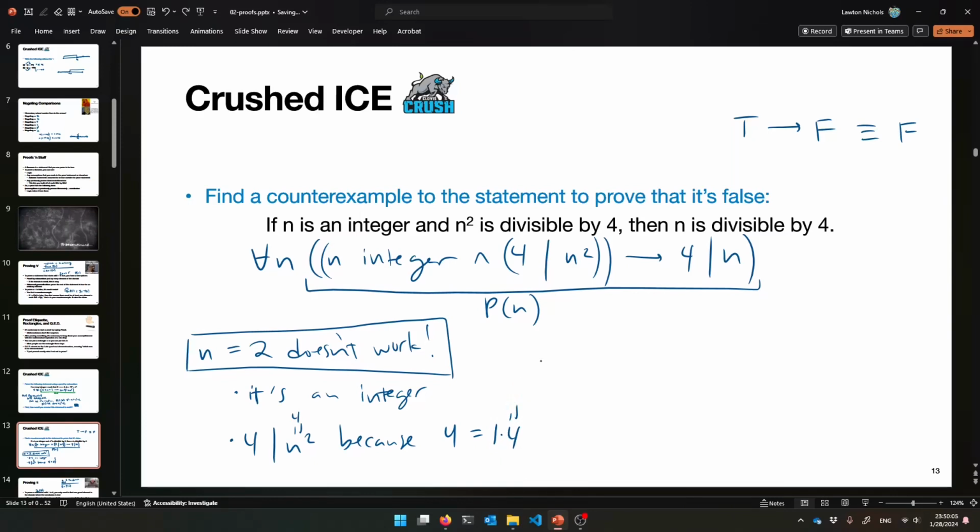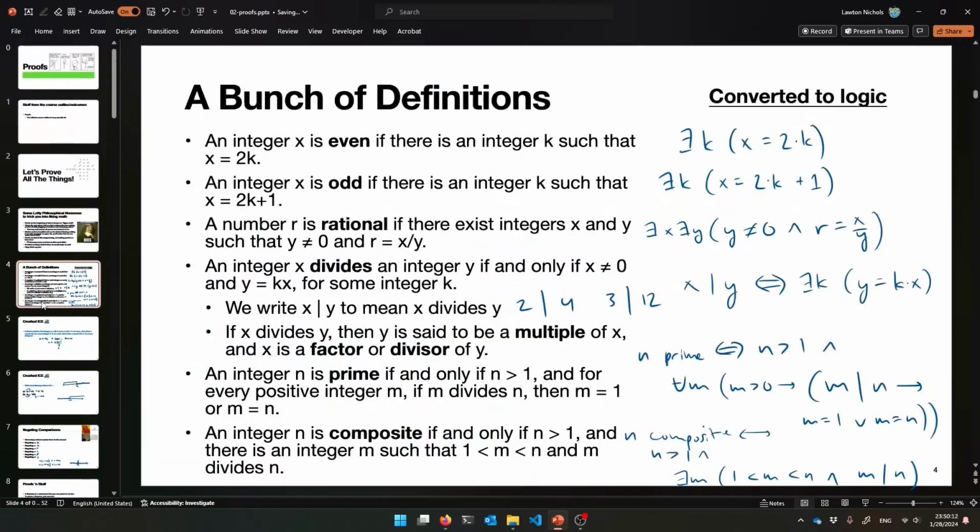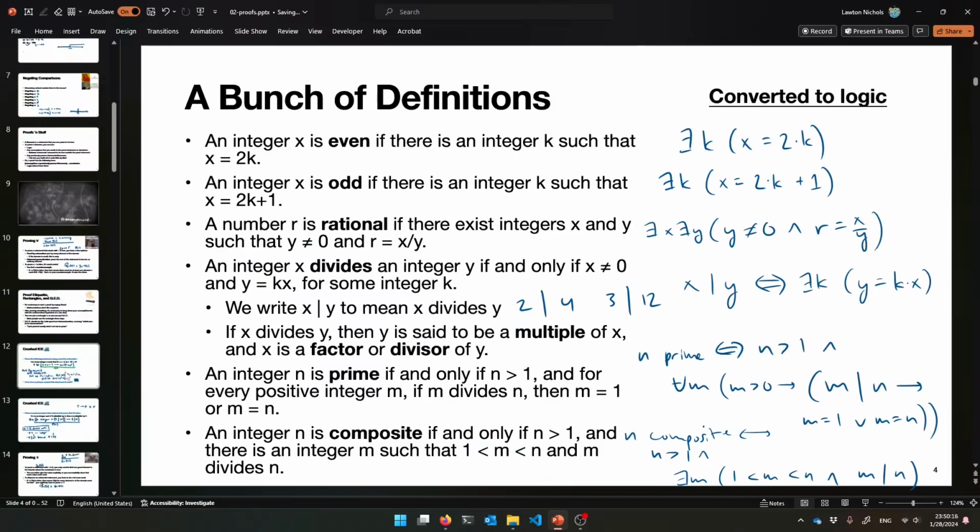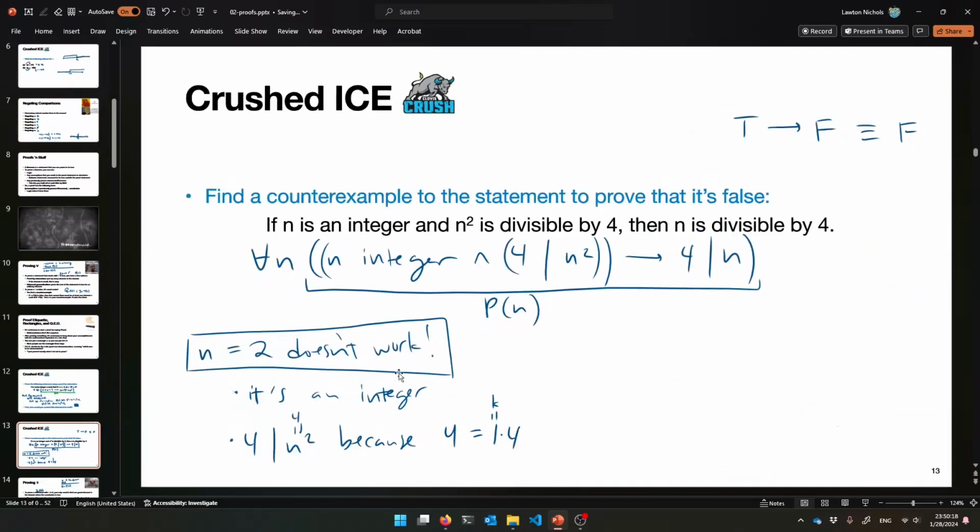Oh, sorry. Excuse me. It's equal to, there's your k, 1 times 4. Did I do it in the right order? Yeah, k times x. Cool. So that's kind of me following the definition there. And so that checks out. So I have true over here.